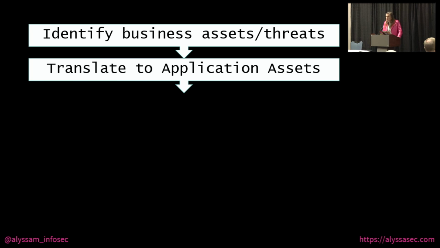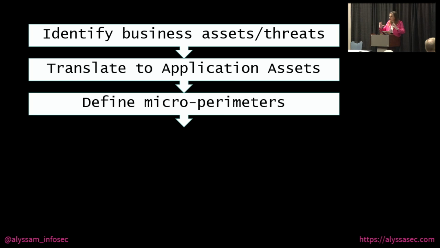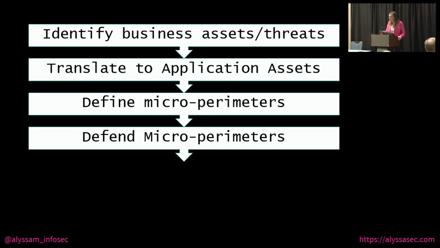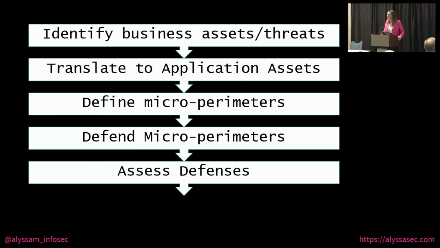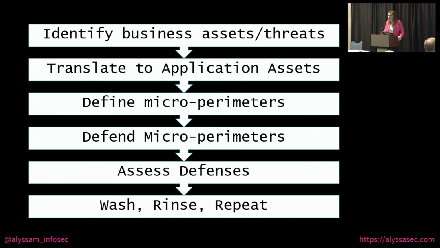Then we translate those into our application assets. Where in the application are those things being touched? Where are those things a part of our actual code base? Now I can start to define those little micro perimeters I'm going to put around them. I can put defenses around those micro perimeters. I can start to assess those defenses, and then it's just wash, rinse, and repeat. When we start to think about it in this way, from a design perspective, this is how we get out of that mode, and we can start to convince our security folks that maybe we don't have to fix every vulnerability right away, so get off my lawn.